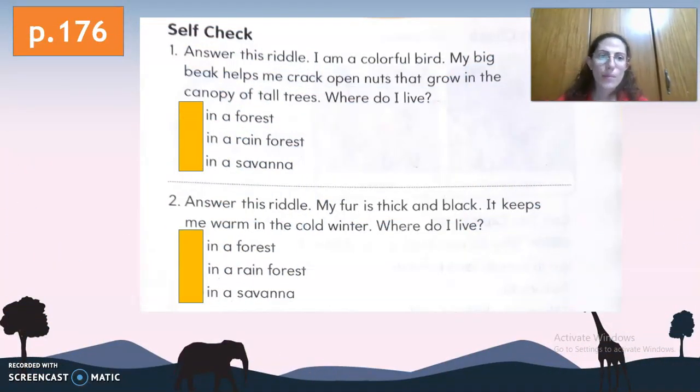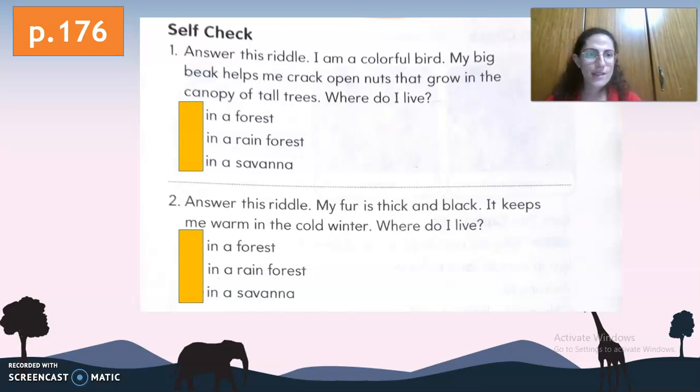Now we get our books as well and we open to page 176. Let's check and see. Number 1. You guys are supposedly required to solve this page before you watch the video. So now you have to open to this page and you have to follow with me, okay, to double check if your answers are correct. Number 1, answer this riddle. I'm a colorful bird. My big beak helps me crack open nuts that grow in the canopy of tall trees. Where do I live? A, in a forest. B, in a rainforest. C, in a savanna.